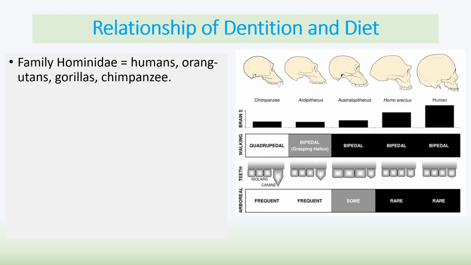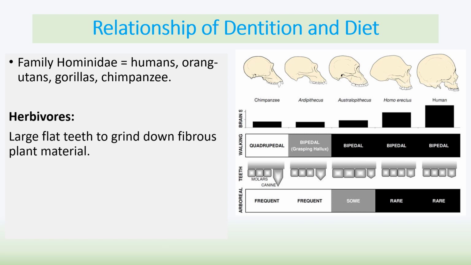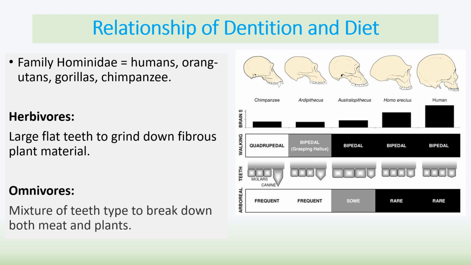Now, we've had to adapt as holozoic nutrition organisms to get food for our diets. We are all part of the family Hominidae, I can never say that. We are humans, orangutans, gorillas, and chimps. Some of those members of the family are herbivores, and if they're herbivores, they tend to have large, flat teeth to grind down plant material. The ones that are omnivores tend to have a mixture of teeth to break down both meat and plants. So if you're more likely to eat meat, you're more likely to have the canines at the front as opposed to the flat teeth at the back.